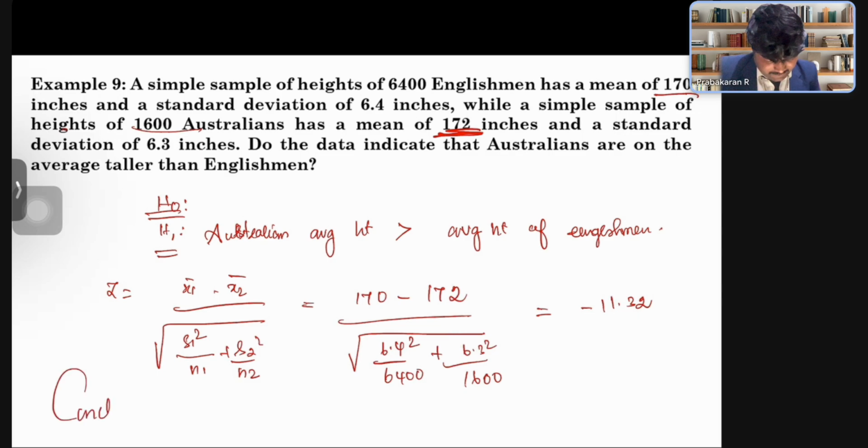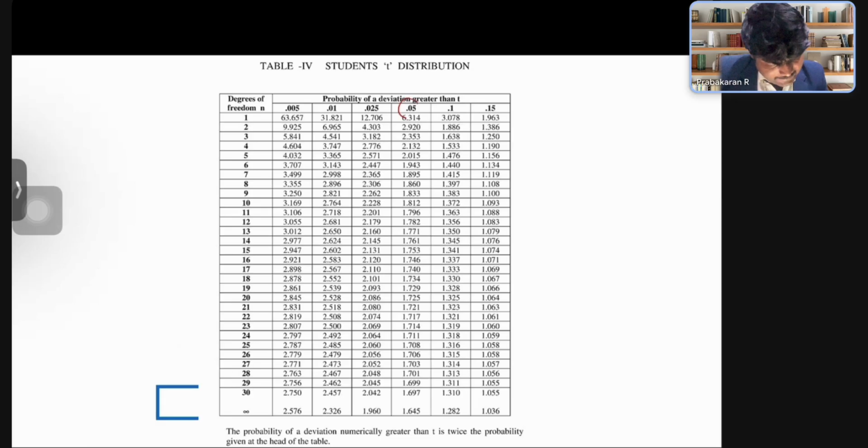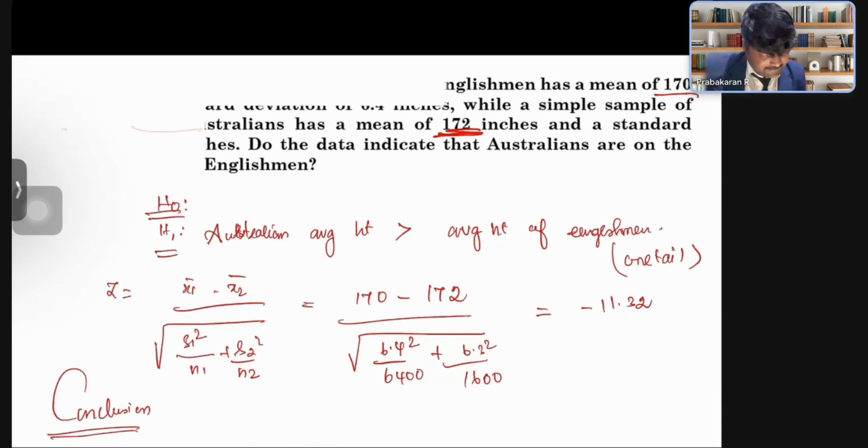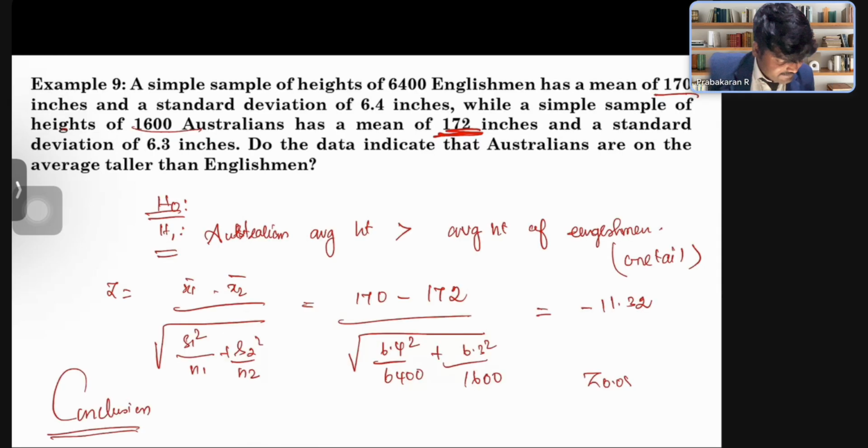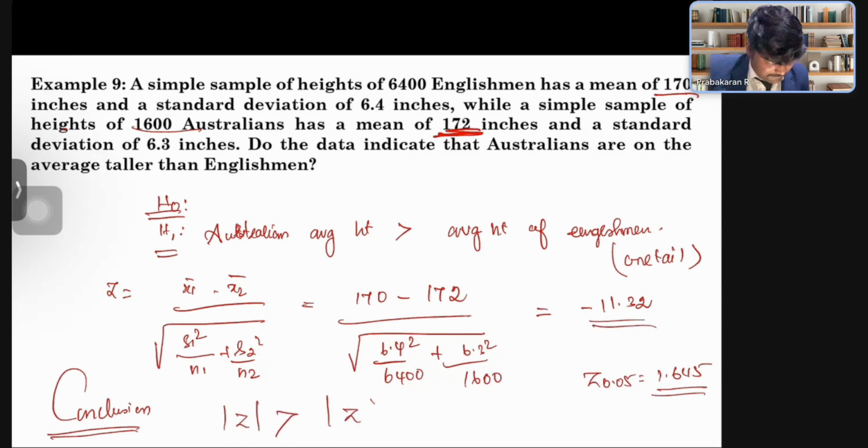When you go for the conclusion, we have to compare with the table value. Since it's a one tail test, you can take the default 5%. The 5%, one tail, you can keep as it is, 0.05, which gives 1.645. So the table value is 1.645. By comparing, the test value is greater than the table value, so we can accept H1. That's all.